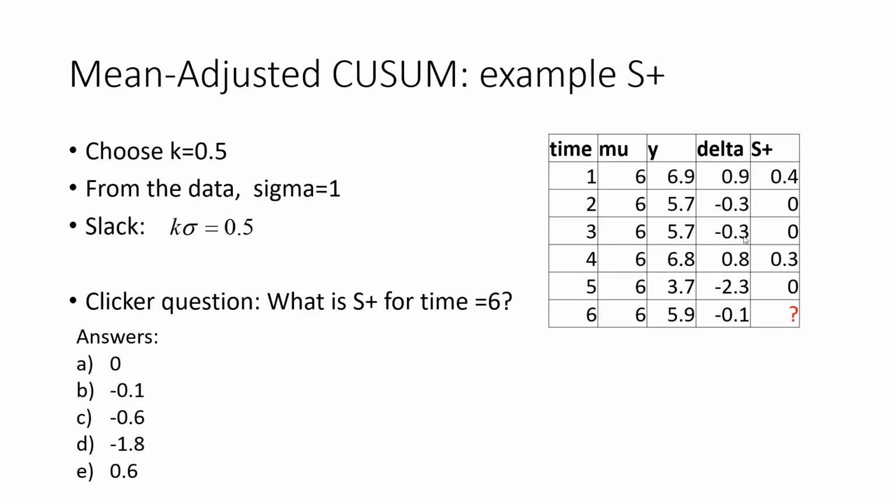The same thing here, minus 0.8. And we can't go lower than 0, so we remain with a 0. Here we have plus 0.8. We subtract the slack, 0.5. We end up at 0.3. Then we still are at 0.3. Here we have minus 2.3. We subtract the slack, minus 2.8. Well, even if we add that, we're still going to be at 0. Question for you, what is that last value? Here are some possible answers. You can pause the video to calculate, and I will move on to the next slide.